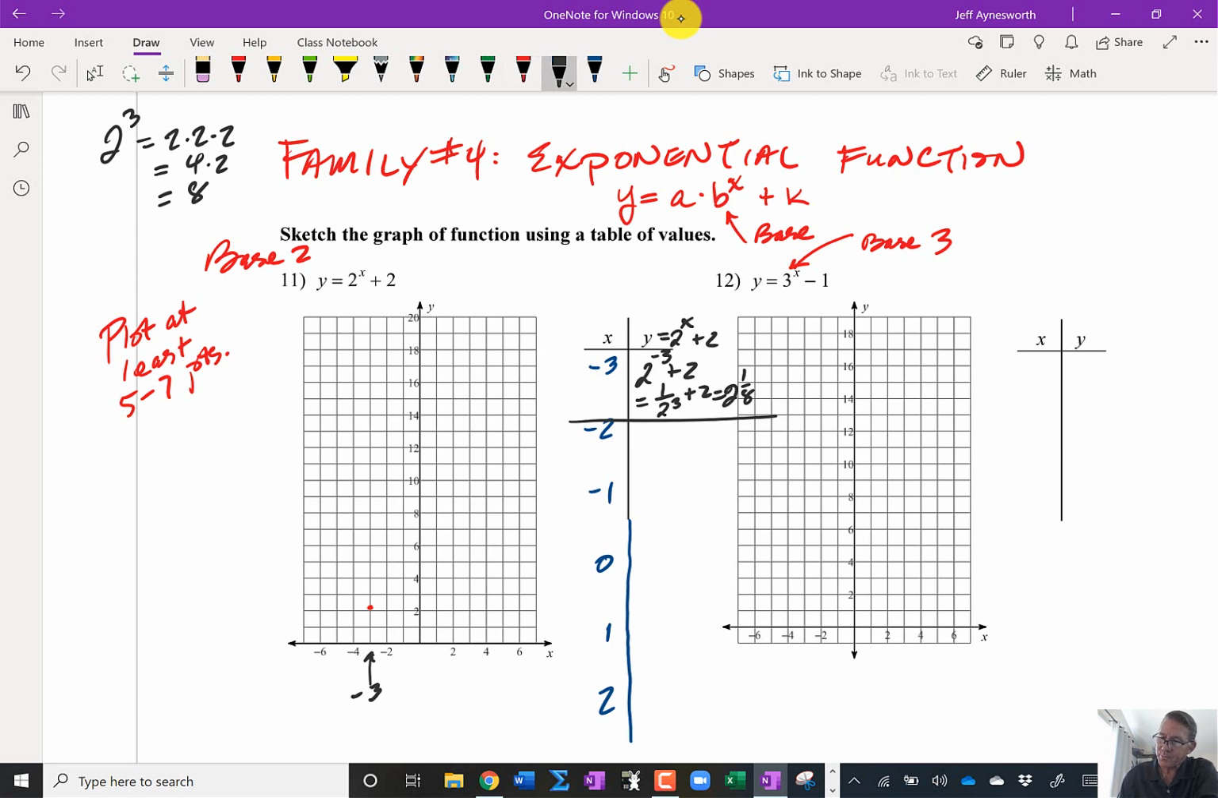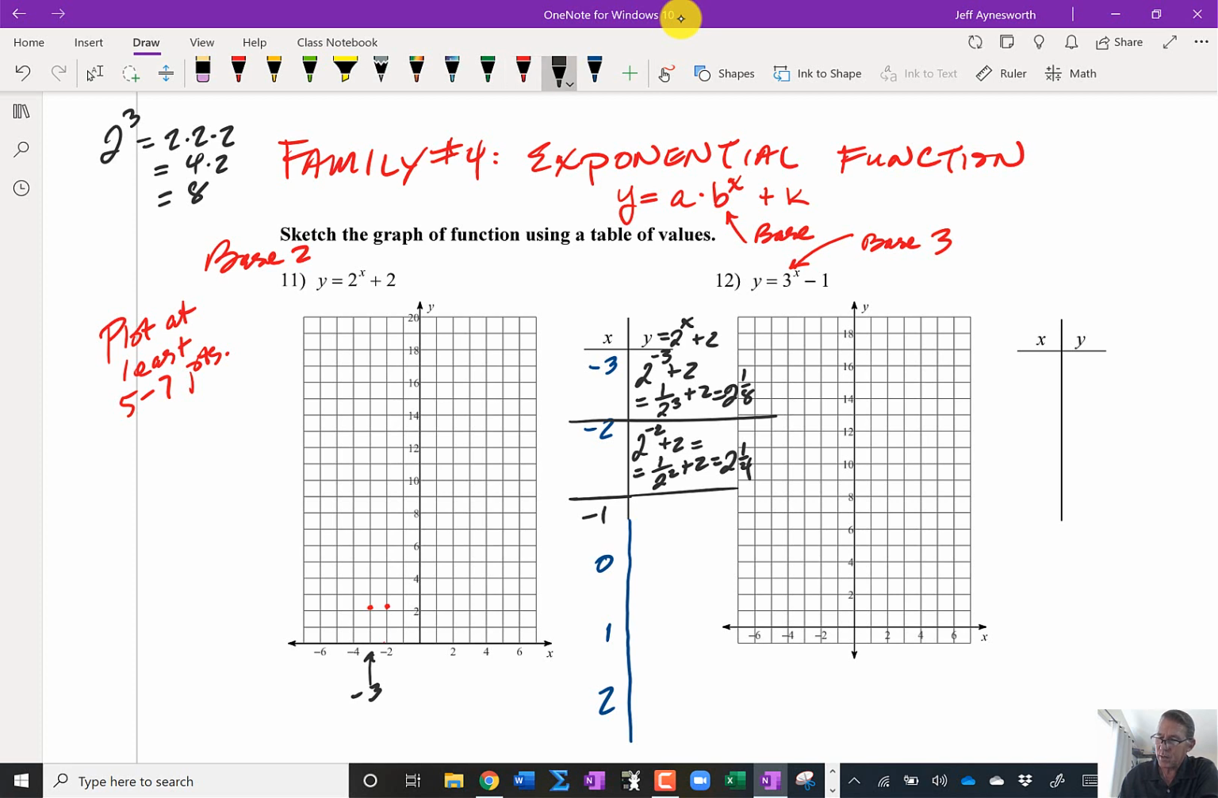Next one, I've got to take 2 to the negative 2 power and then add 2. So what does that equal? Well, I've got 1 over 2 squared, plus 2, which is 1/4 plus 2, or 2 and a fourth. Okay, so I've got to go left 2, up 2 and a quarter. So left 2, up 2 and a quarter.